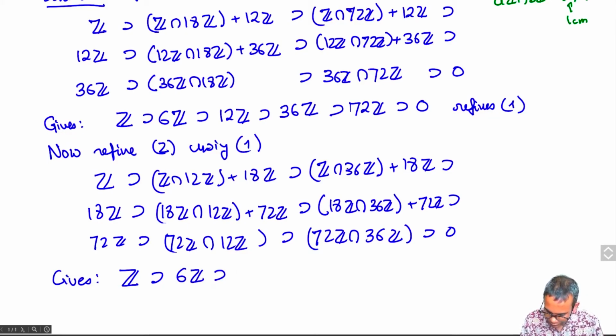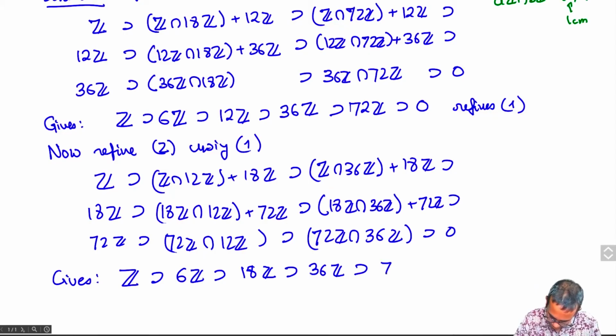And then here we have 36Z. 36 and 18, the GCD is 18. So now it's different from the previous series we had. And 18 intersect 12, so that's the LCM of 18 and 12, that is 36. 36Z plus 72Z, so that's still 36Z. And then here again we have 18 intersect 36, that's 36Z plus 72Z, that's still 36Z, so that's the same.